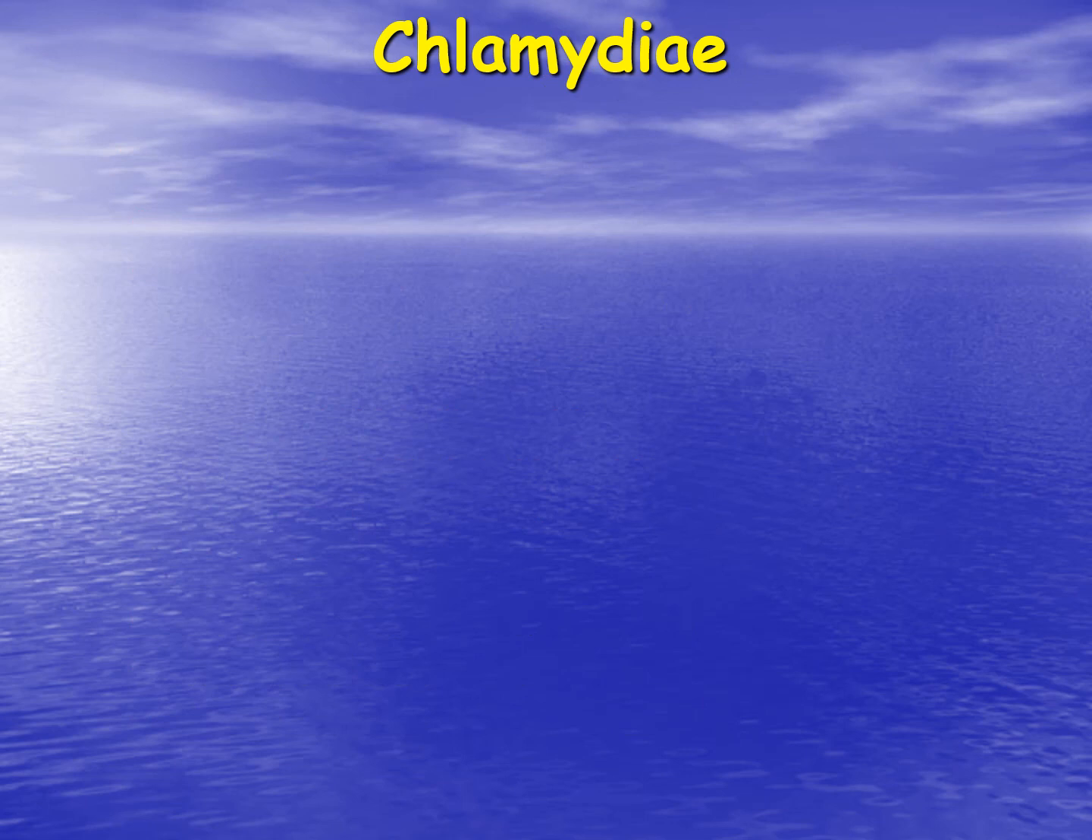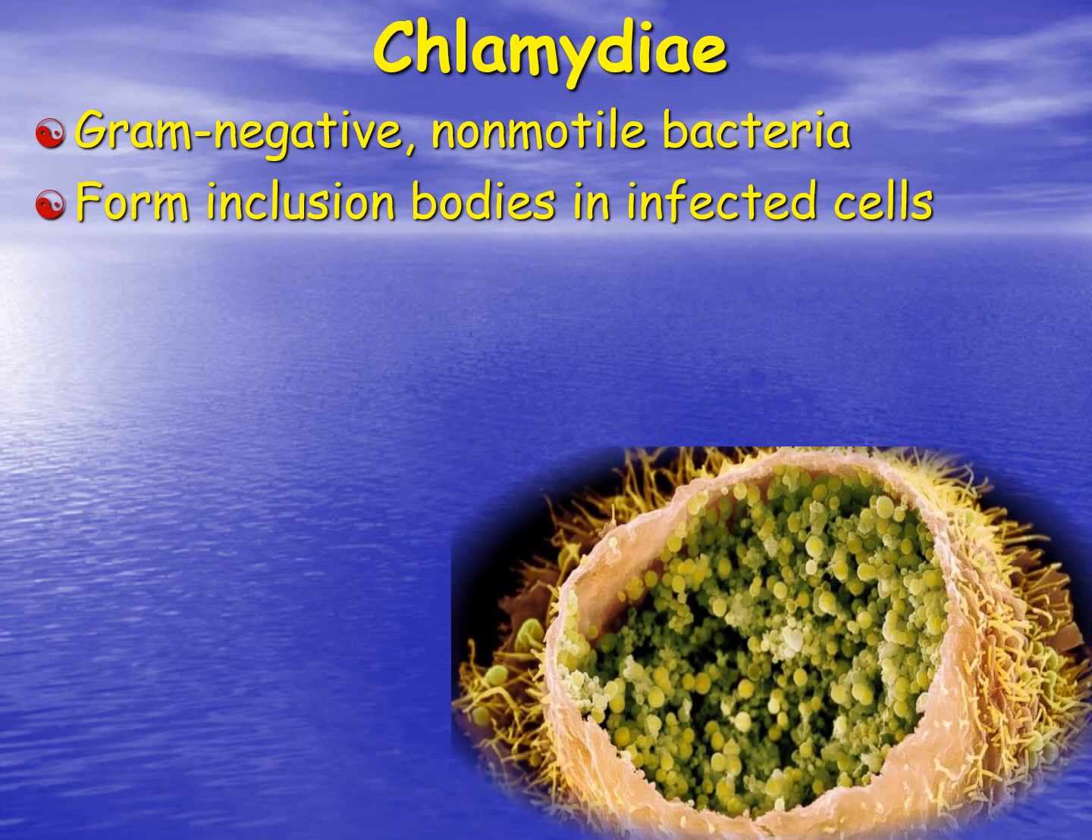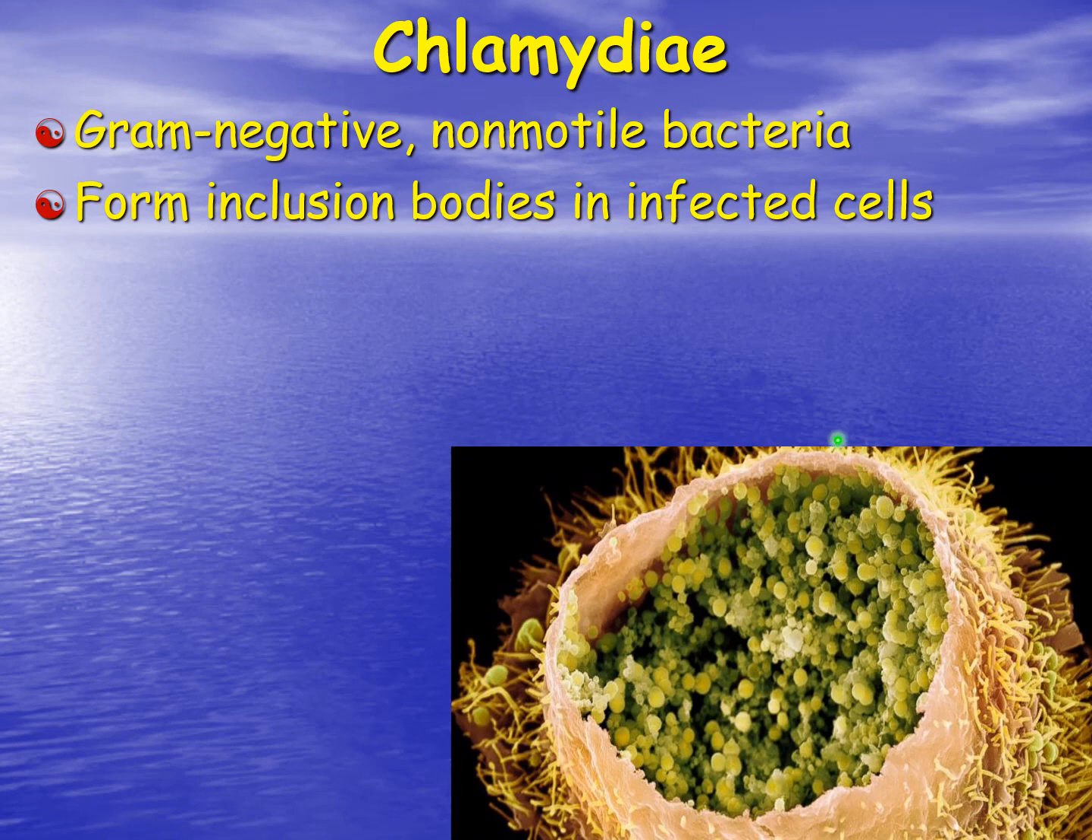Now, I want to talk about some specific bacteria, and this is the chlamydia bacteria. These are gram-negative, non-motile cocci. They form inclusion bodies in infected cells, and this is actually a cell that has ruptured, and all of these little green cocci structures are Chlamydia trachomatis, and this is the causative agent of the sexually transmitted disease chlamydia.